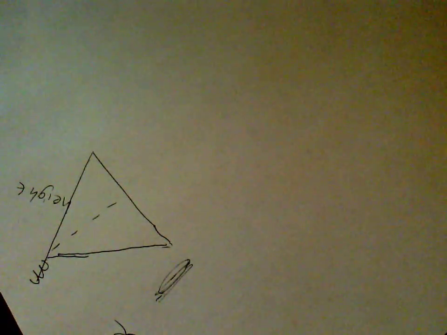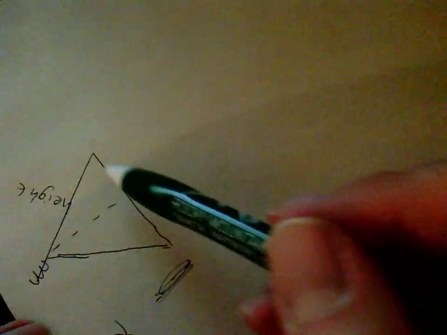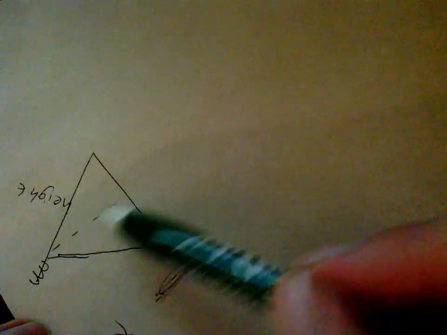Alright? This is not the base. Even though this is facing the bottom, remember the dotted line determines where your base is. The base and the height are always going to be essentially perpendicular to each other. So whenever I say base, that's what I mean. Whenever I say height, that's what I mean.